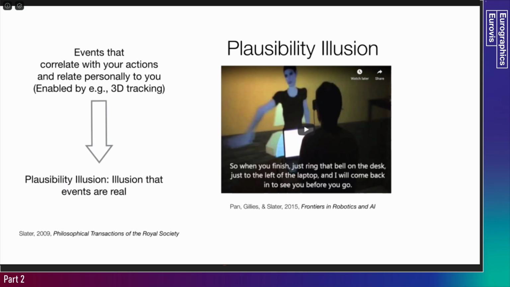Basically, plausibility illusion are events that correlate with your action and relate personally to you. So in this case, this participant is just reading a set of questions from a laptop, but then the avatar was really answering those questions, and the kind of answers she gave were really quite personal towards this participant. And when this happens, it really gives people a strong feeling that whatever is happening in VR is real, and they're actually playing a big part of these events.